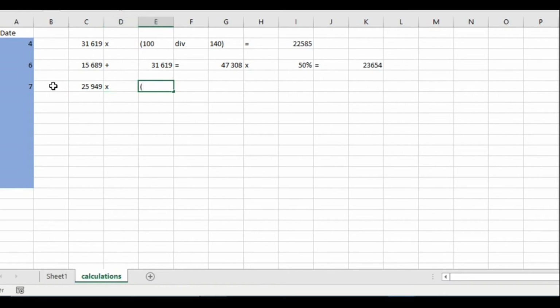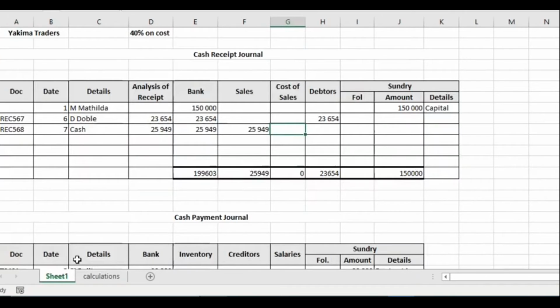multiplied by what I want, which is 100, divide by what I have, which is 140, and then this is equals to the 25,949 multiplied by 100 divided by 140. That gives us our cost price as 18,535. So our cost price is 18,535.